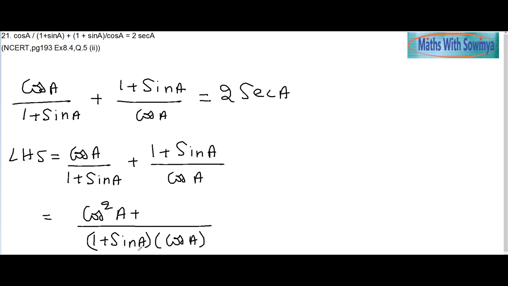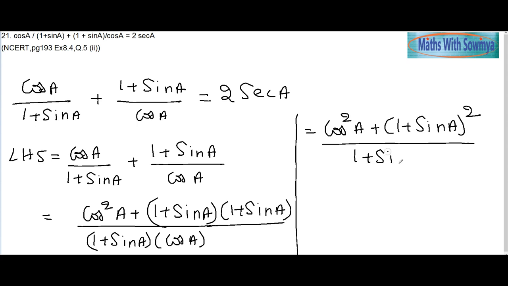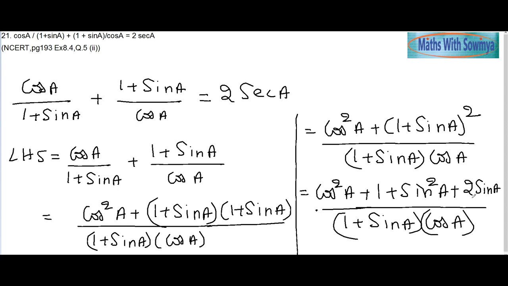Similarly, here cos A goes, and 1 plus sin A, which is in the denominator in the LCM, goes to the numerator. (1 plus sin A) into (1 plus sin A). This will give us cos square A plus (1 plus sin A) whole square divided by (1 plus sin A) into cos A. Cos square A, let us keep as it is. This is the (A plus B) whole square formula. So 1 square plus sin square A plus 2AB, 2 into 1 into sin A, which will give you 2 sin A only. So we write it (1 plus sin A) into cos A.